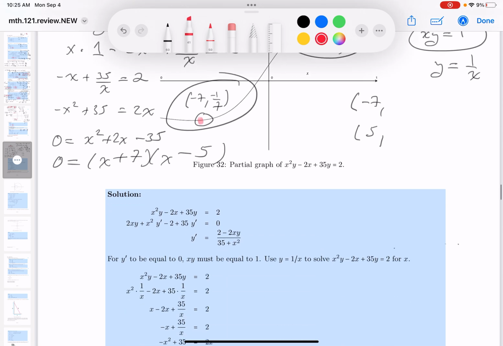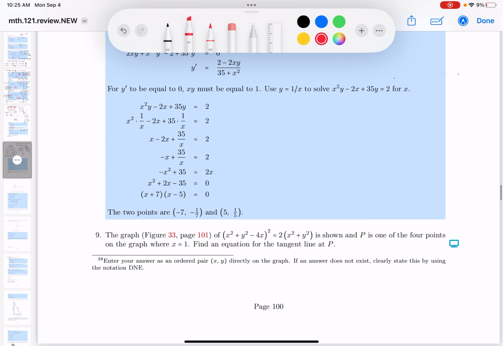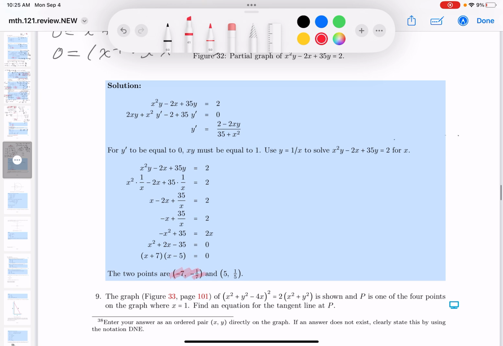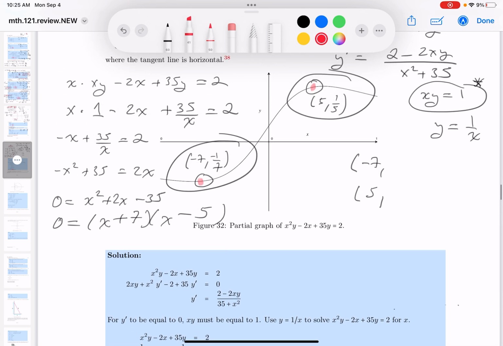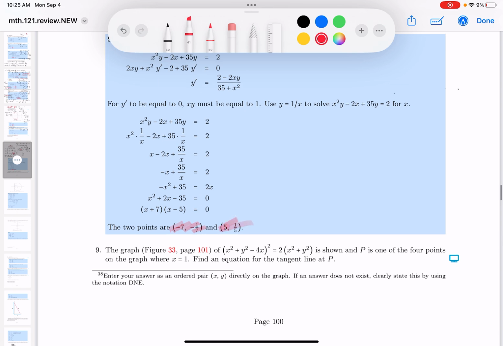I want to see if they can agree with that. And again, there's work down over here. So let's see if they put this down. Minus 7, minus 1/7. I got that there. And the 5, 1/5 over here. Yeah, we're good to go to the next question.